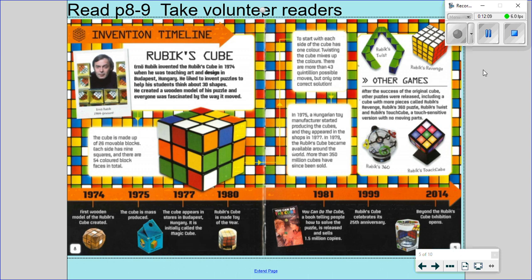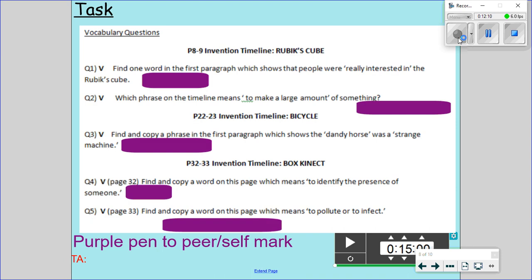Press pause. Okay, so we're going on to question number 3 now. And the question number 3 is on page 22, 23, and this is about the bicycle.